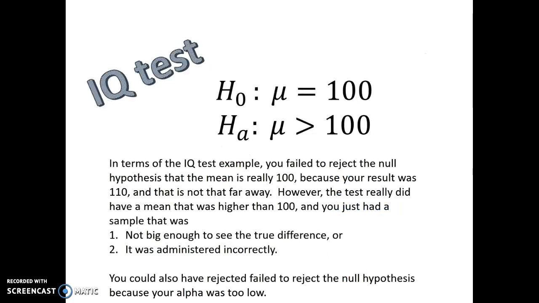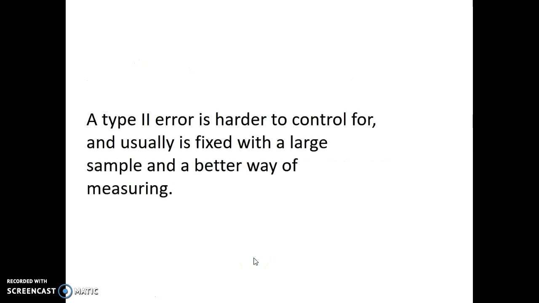This one is harder to control for. If I was going back to the IQ test, I failed to reject the null hypothesis because 110 is really close to 100. Maybe my sample wasn't big enough. Maybe my test wasn't administered correctly. Maybe my cutoff point was too low. And let me show you this. A type 2 error is harder to control for, and we usually just have to get a large sample and a really good way of measuring.